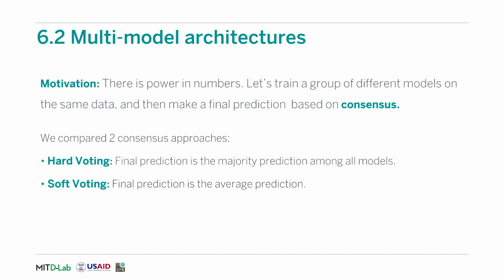We also examined multimodal architectures. In this approach, we train a group of different models on the same data, and then make a final prediction based on consensus. We compared two types of consensus. The hard voting consensus is the one in which the final prediction is the majority prediction among all models. And in the soft voting consensus, the final prediction is the average prediction across all models in consideration.